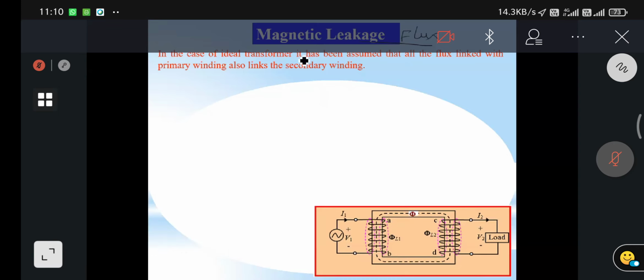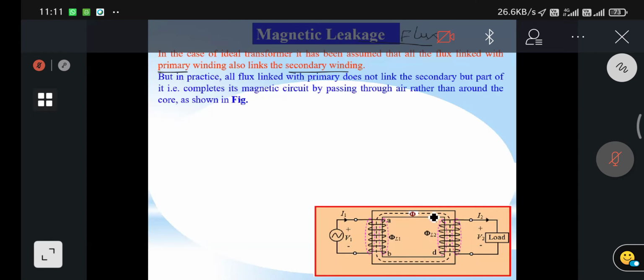In case of an ideal transformer, it has been assumed that all the flux linked with the primary winding also links with the secondary winding here. There is I1, V1 and I2, V2. But the flux that is linked with the primary does not all link with the secondary. Part of it, some flux, will be leaked.